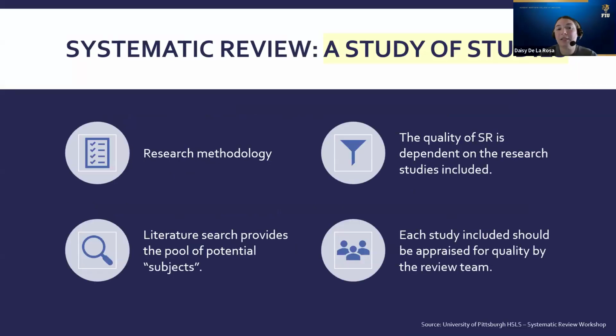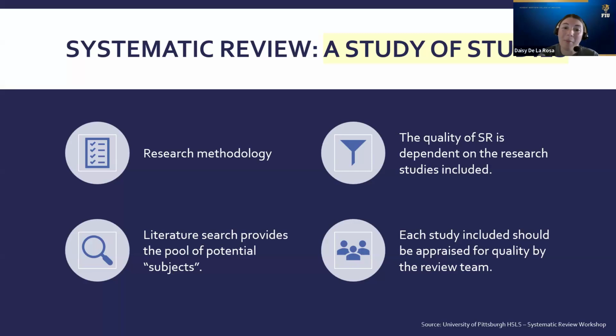So another way to look at this is a systematic review is a study of studies. It is a research methodology, and the literature search itself provides you with the pool of the potential subjects. And the quality of the systematic review is going to be dependent on the research studies included. That's why the search itself is so important.